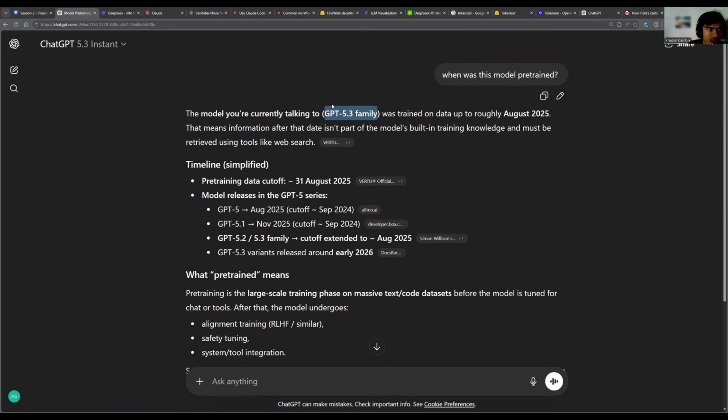So basically, I used an instant model because I want a quick answer. And I typed the simple question, which is, when was this model pre-trained? Since we are talking about pre-training. And the answer to me was that this particular family of the model was trained until August 2025. So after August 2025, it should not have any idea of what's happening in the world. So right now, this particular model has no idea that there are tensions going on between a few nations, which we see in the news. But this model does not have any idea about it.